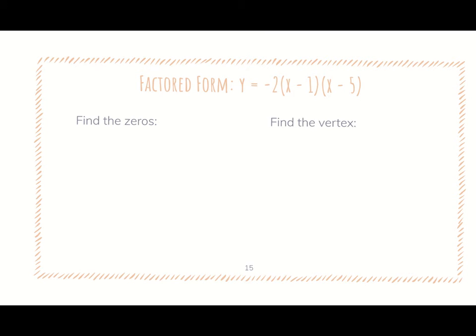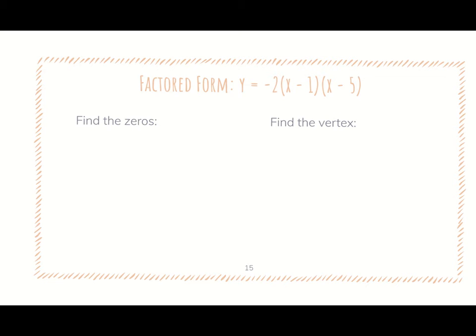So given the examples, what I would like you to do is write down this example. Given factored form, y equals -2 times x minus 1 times x minus 5, I would like you to try and find the zeros, find the vertex, and then I would like you to type that answer in to the Edpuzzle and then continue on to check your work. So use the notes to help you out here. Write this down, try it out, type it in, and then continue to check your answer.